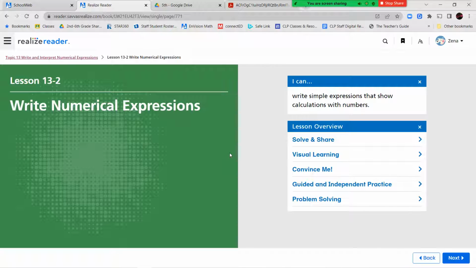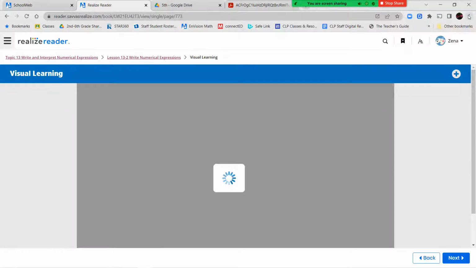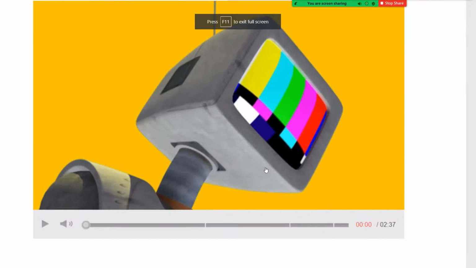In this lesson, we're going to work on writing numerical expressions. So that's just kind of a fancy way of saying writing your number sentence and writing the different ways that you can show your equations. Let's go ahead and hop into our short video lesson and then our notes and guided practice as usual.